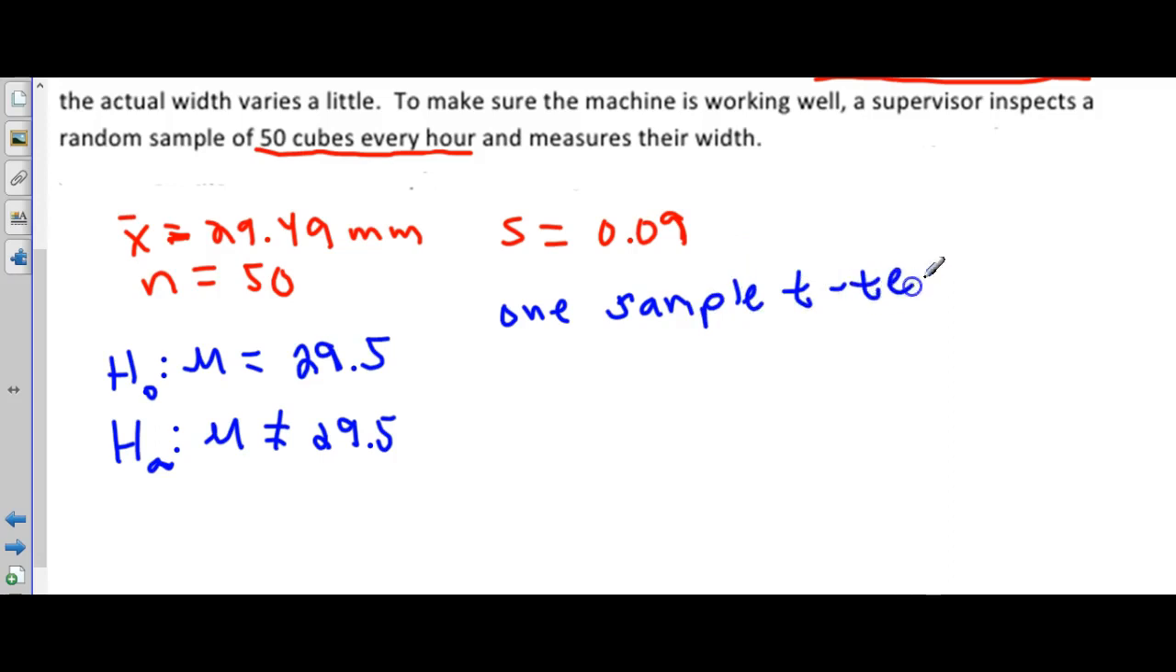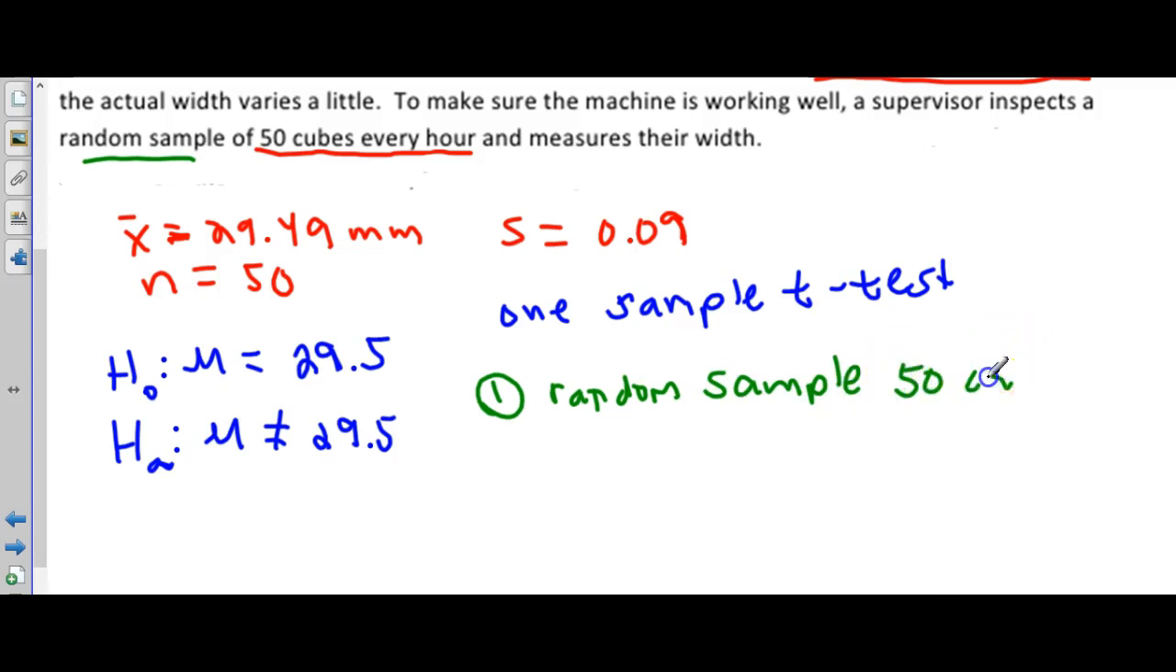And before we go any further, we should definitely check our conditions. So our conditions are simple random sample, or if we were working with an experiment, random assignment. We have a random sample of 50 cubes, so random sample is met. And don't put just SRS or random sample to check. Make sure you note the sample size. It helps to show that you've found where in the prompt that information is located.